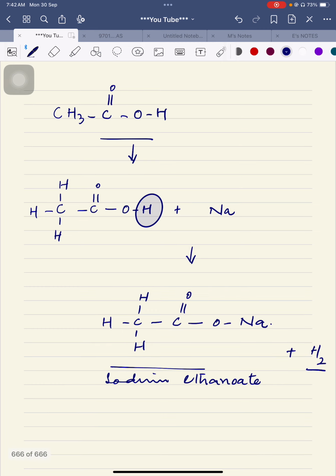Don't forget, I have told you many times before that all the elements of group number 7, oxygen, nitrogen, and hydrogen are naturally diatomic. So hydrogen will be H2. To balance this equation, I have to write 2 over here and 2 over here as well. So it is really important to write down a balanced chemical equation. This is going to make sodium ethanoate and hydrogen.